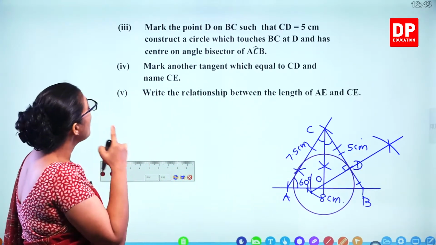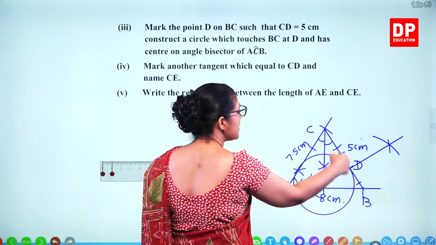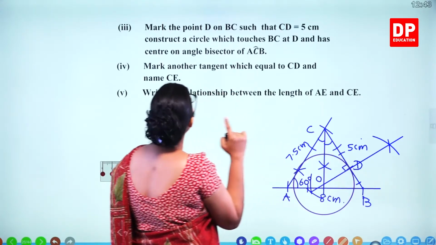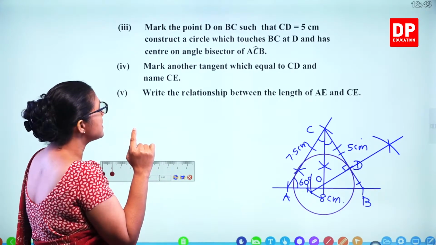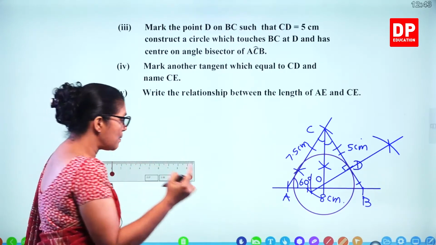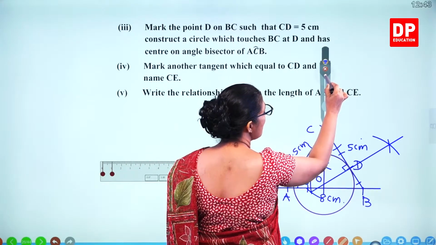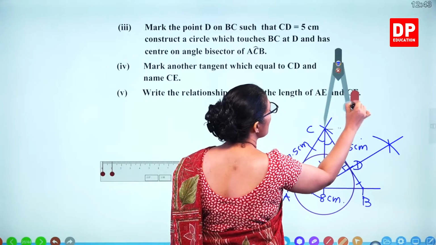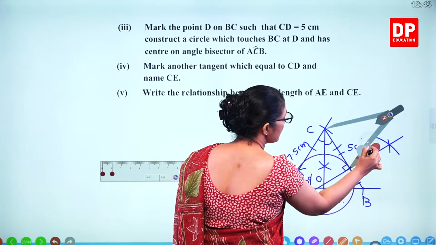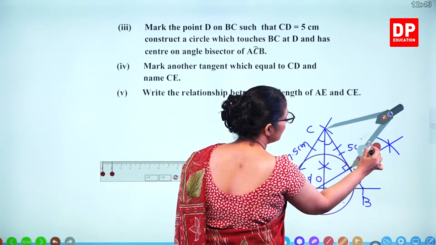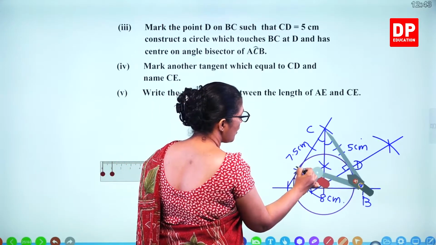Then what's the next one? It says mark another tangent which is equal to CD. Now we can say CD is a tangent. What's the other tangent which is equal to CD, and name that CE. So we know CD is 5 centimeters, so we can take the same length as CD and mark the other point. So this is CD length. You can mark the other point. So this point is that.